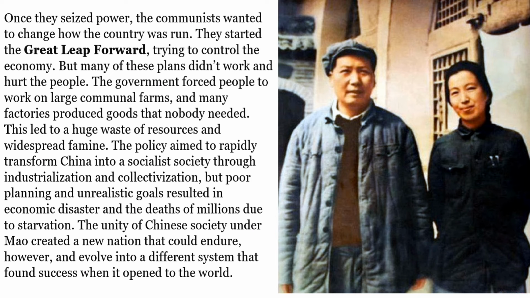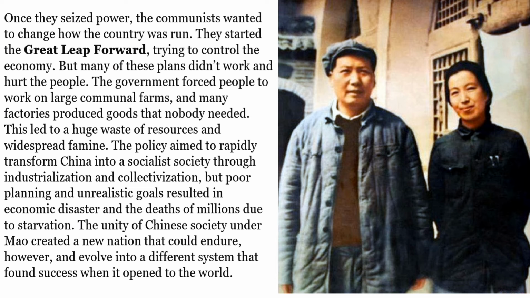They started the Great Leap Forward, trying to control the economy. But many of these plans didn't work and hurt the people. The government forced people to work on large communal farms, and many factories produced goods that nobody needed. This led to a huge waste of resources and widespread famine. The policy aimed to rapidly transform China into a socialist society through industrialization and collectivization, but poor planning and unrealistic goals resulted in economic disaster and the deaths of millions due to starvation.